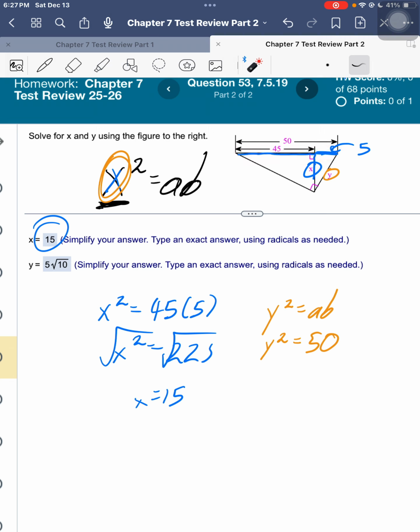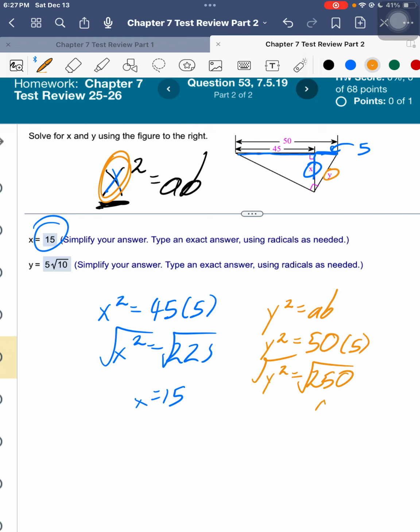And my b, is my b the 45 or the 5? Right now, because this is the leg that I'm looking for, this is the segment of the hypotenuse that is adjacent to this leg. So it is 5. Y squared equals 50 times 5, which is 250.